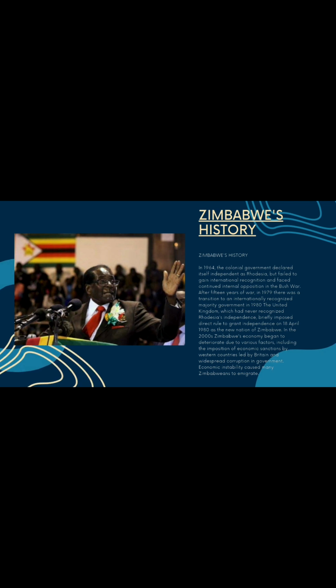Zimbabwe history. In 1964, the colonial government declared itself independent as Rhodesia, but failed to gain international recognition and faced internal opposition in the Bush War. After 15 years of war, in 1979, there was a transition to an internationally recognized majority government. In 1980, the United Kingdom, which had never recognized Rhodesia's independence, briefly imposed its rule and then granted independence in 1980 as the new nation of Zimbabwe.